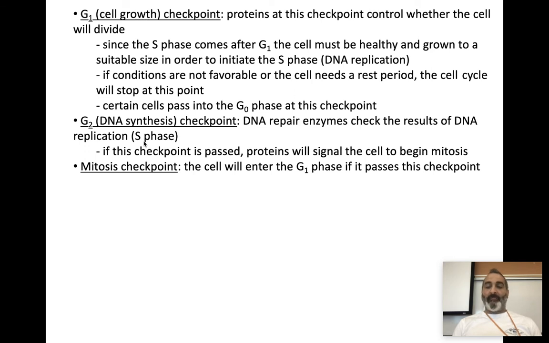Bad DNA can lead to cancer. So this is how your cells can prevent cancer from happening, by having these checkpoints stop them from continuing on and becoming a bad cell. All right. If it passes this checkpoint, then it will enter mitosis. The mitosis checkpoint is that the cell can only enter the next part, the growth phase, the G1 phase, if everything went okay during mitosis. Then it will allow it to enter G1.